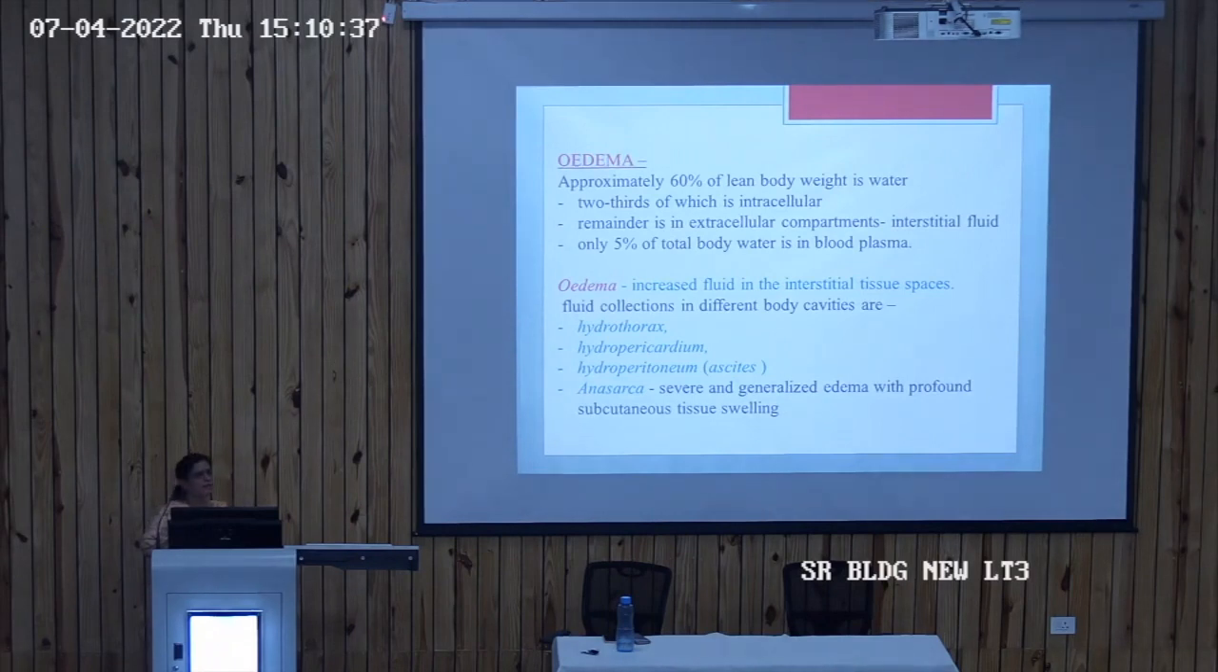It depends on which cavity it is occurring in. If it is in the thorax, in the pleural cavity, it is known as hydrothorax. Similarly, hydropericardium, hydroperitoneum, which is commonly known as ascites, and anasarca. Anasarca is severe and generalized edema with profound subcutaneous tissue swelling.